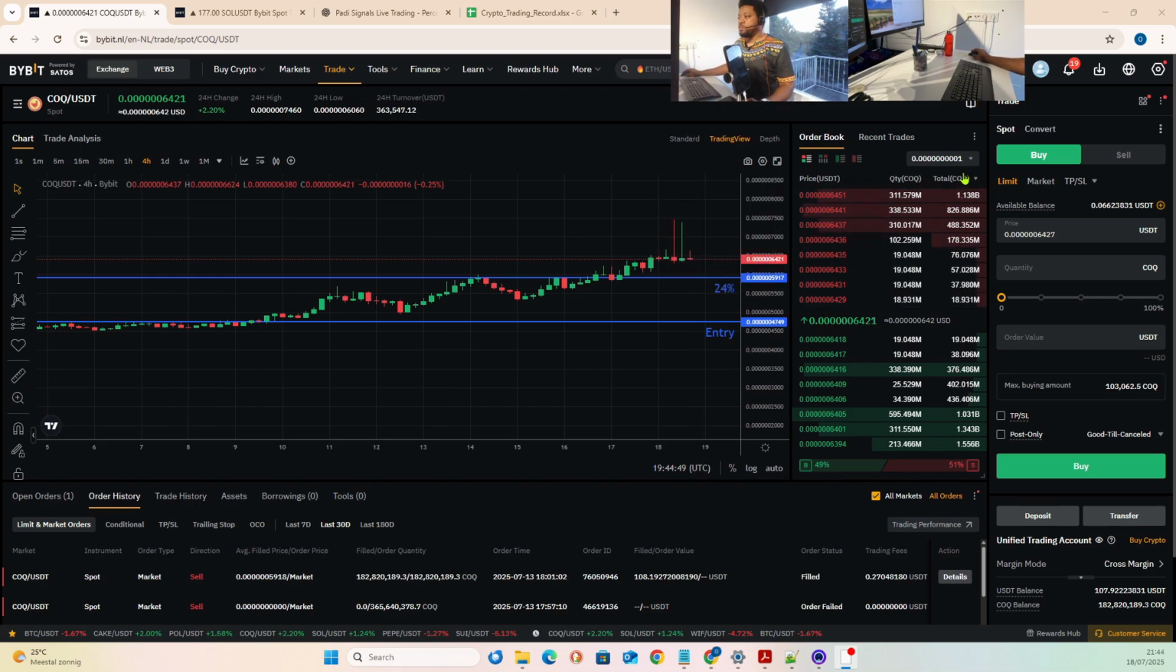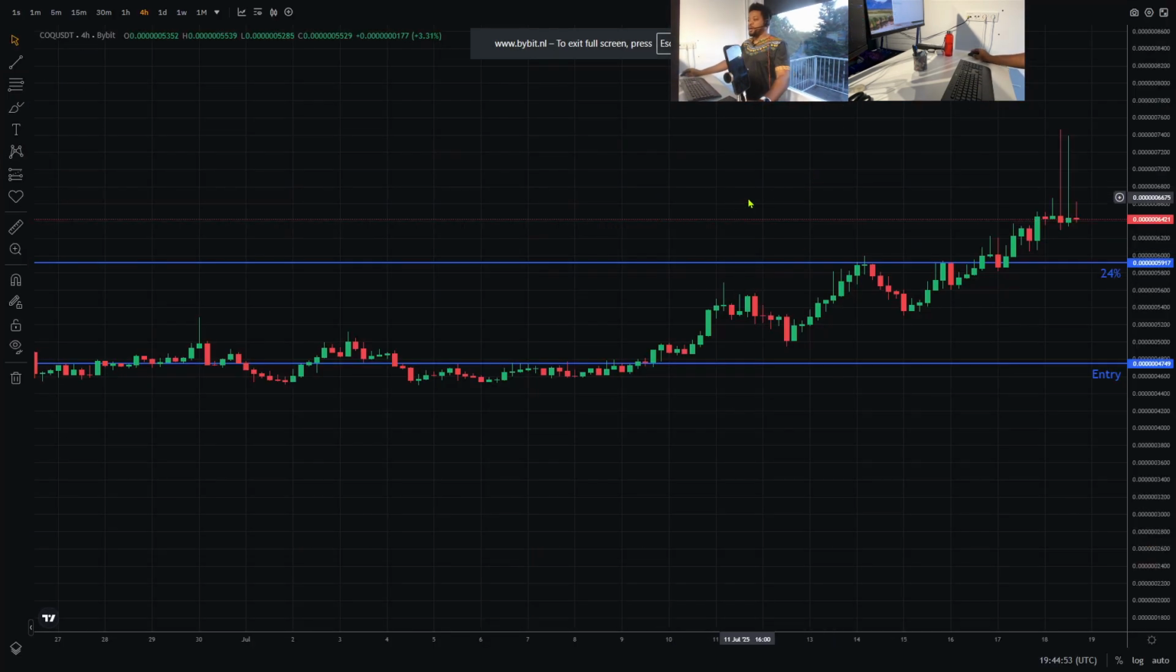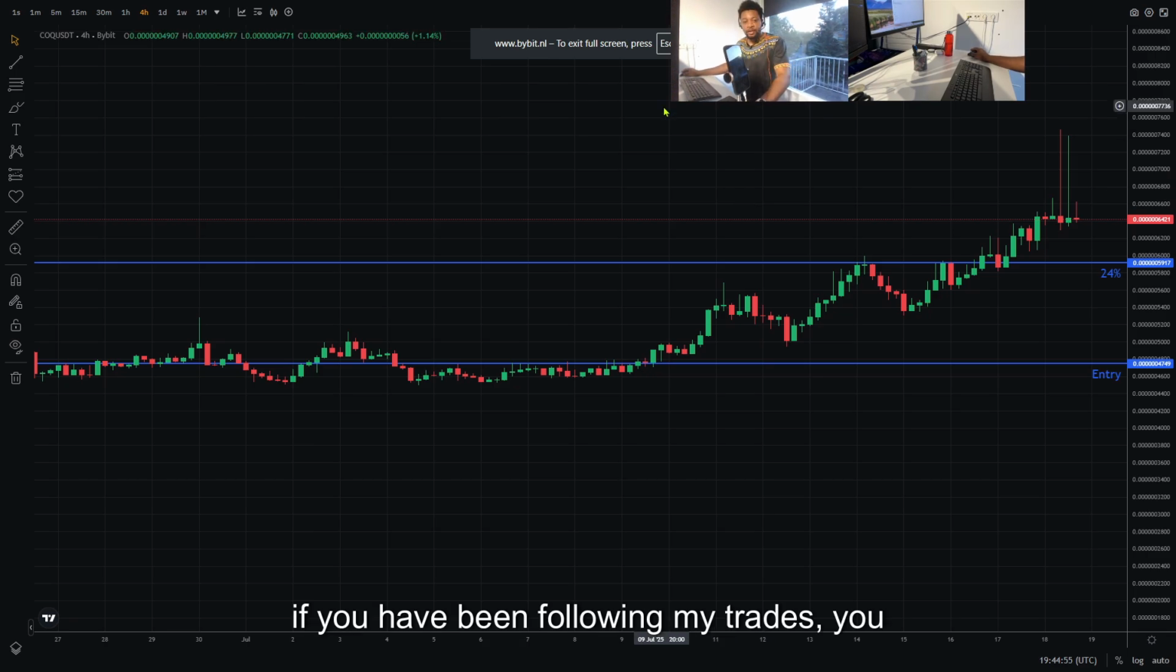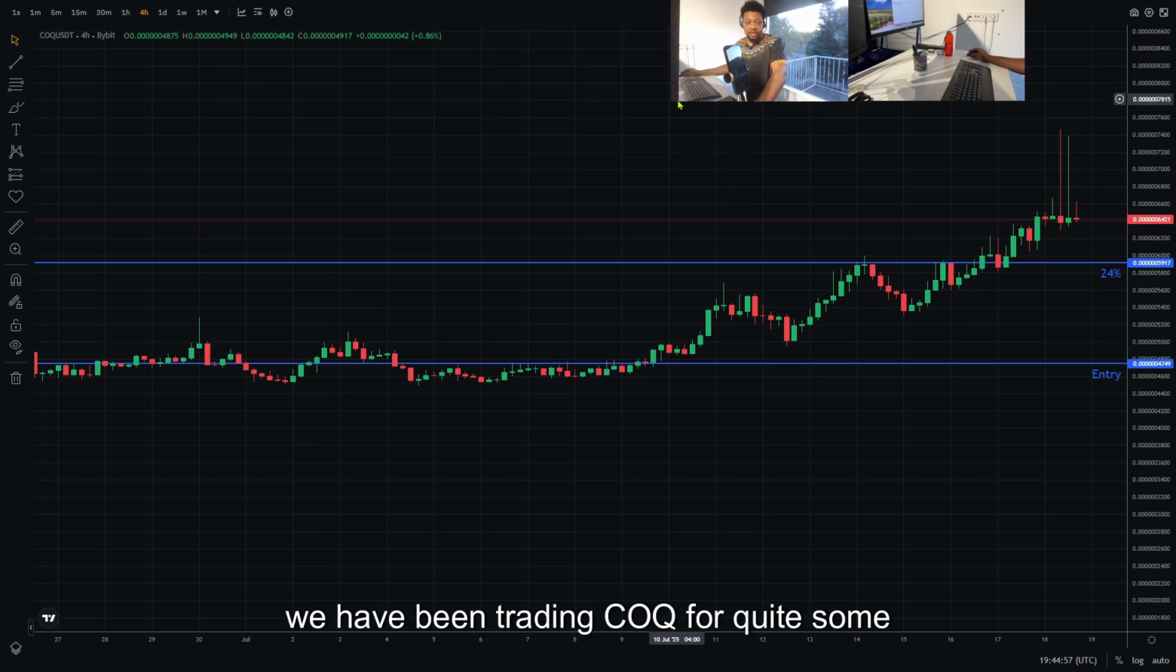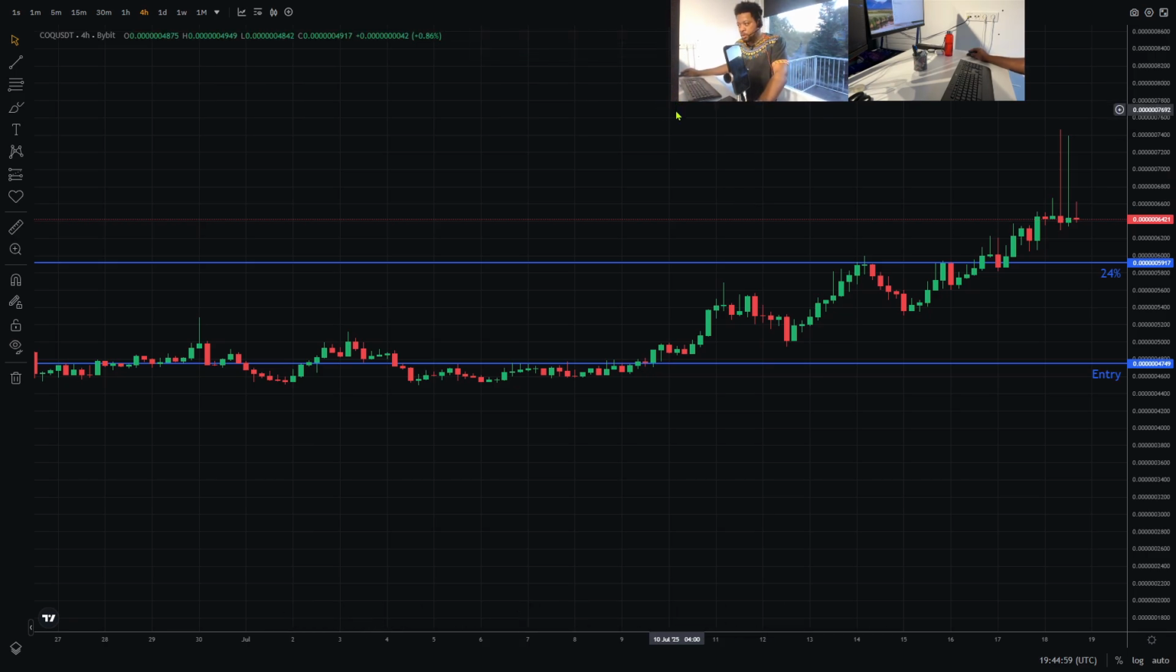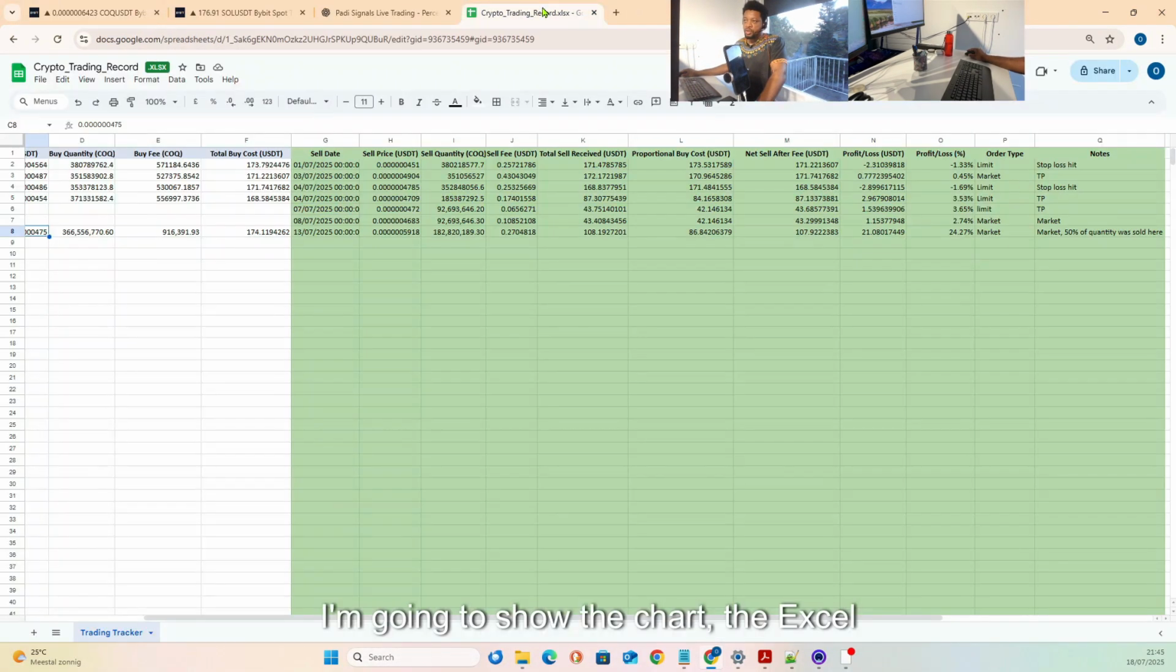So this is the COQ chart. If you have been following my trades, you know that we have been trading COQ for quite some time now. And if you remember, I'm going to show the Excel sheet now.